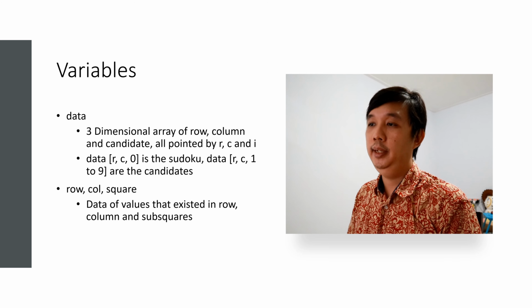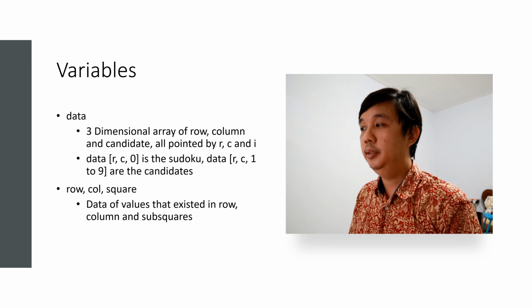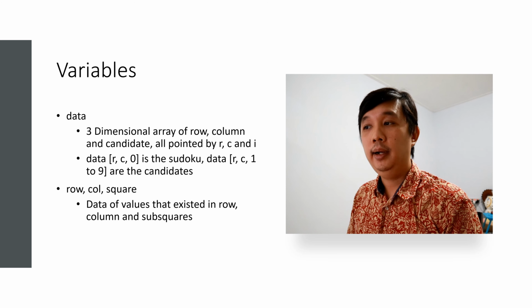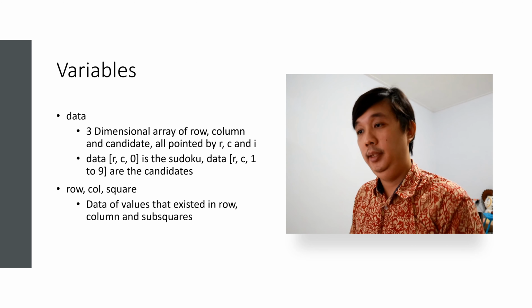Data is a 3-dimensional array of row, column and candidate numbers. Those are pointed to by R, C and I. Data on 0, for example R, C and 0, is the actual value of the sudoku number. It's also the solution of the sudoku. However, data RC from 1 to 9 are the candidates. So if there are no more candidates, if the sudoku is solved for that particular grid, there is no 1 to 9, just only data RC 0.